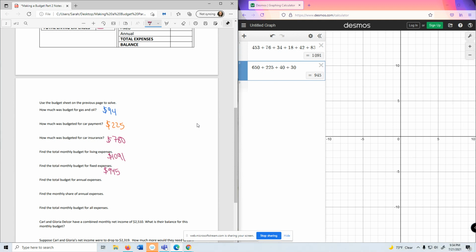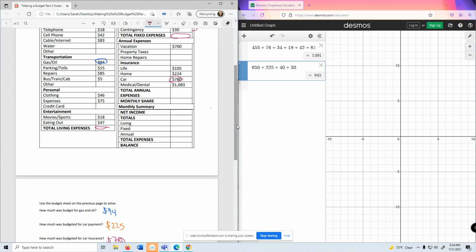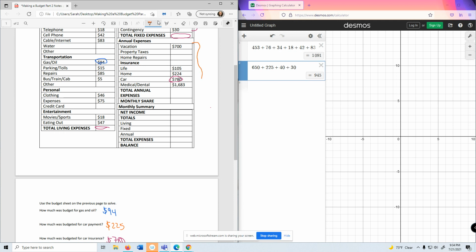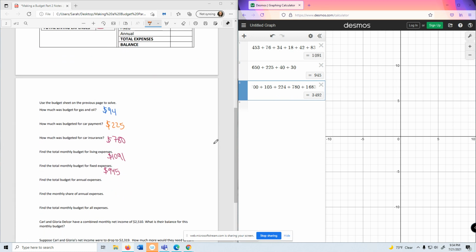Next question is the total budget for annual expenses. So annual expenses are in this section right here. It includes vacation, life, home, car insurance, and medical and dental insurance. We're going to add all of those amounts together. $700 for vacation, $105 for life insurance, $224 for home insurance, $780 for car insurance, and $1,683 for medical and dental insurance, which gives us a grand total of $3,492. That is annual, so remember that this amount is for the entire year.